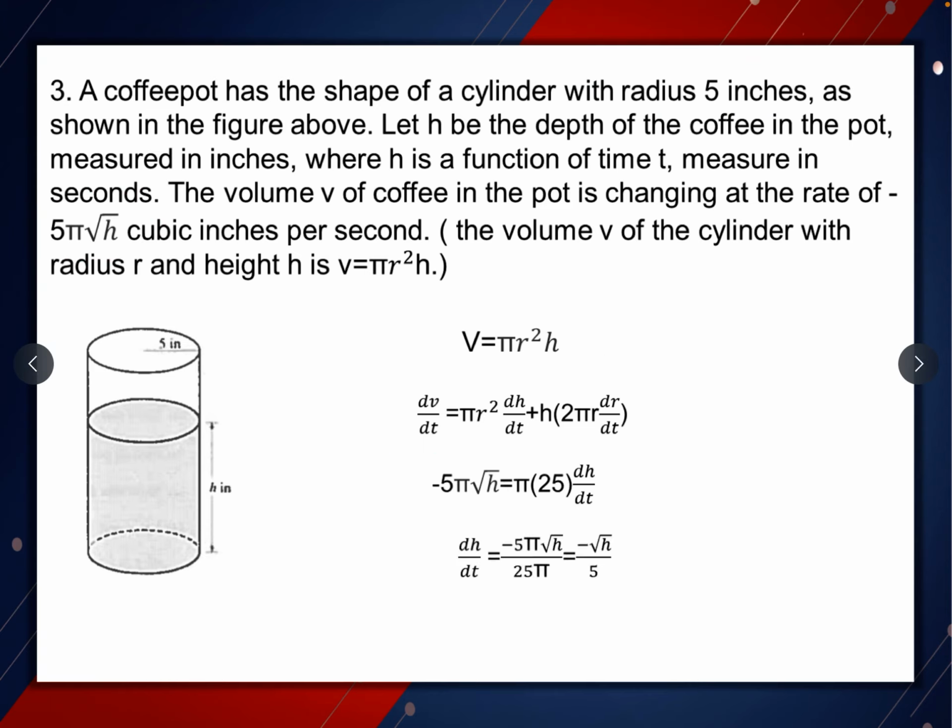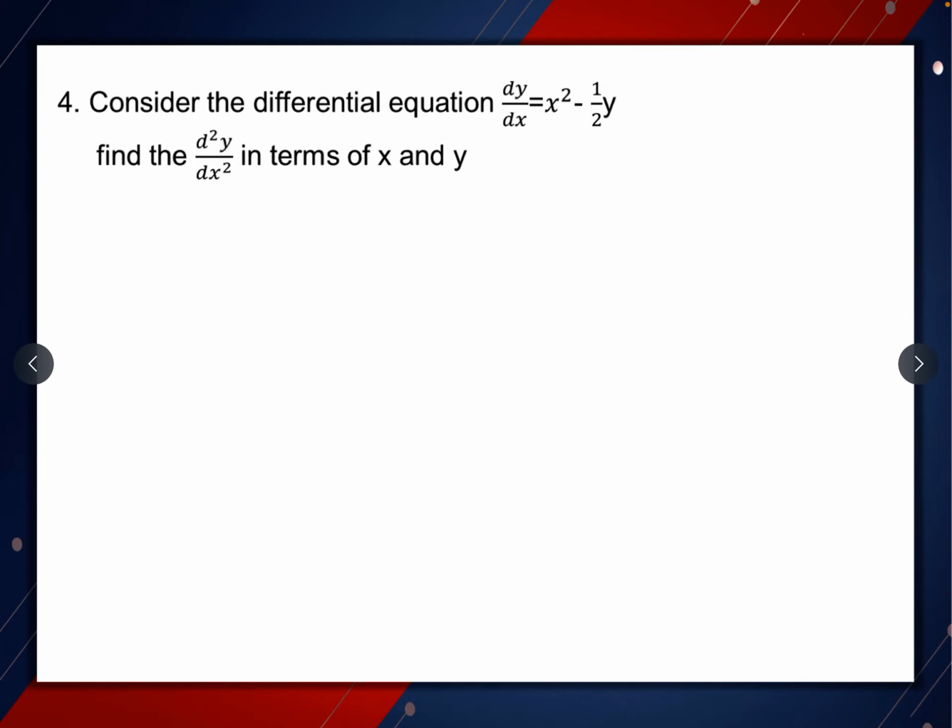And we know the radius is 5, and the dr/dt is 5 pi square root of h. So plug them into this. We can finally get dh/dt, which is equal to negative square root of h over 5.